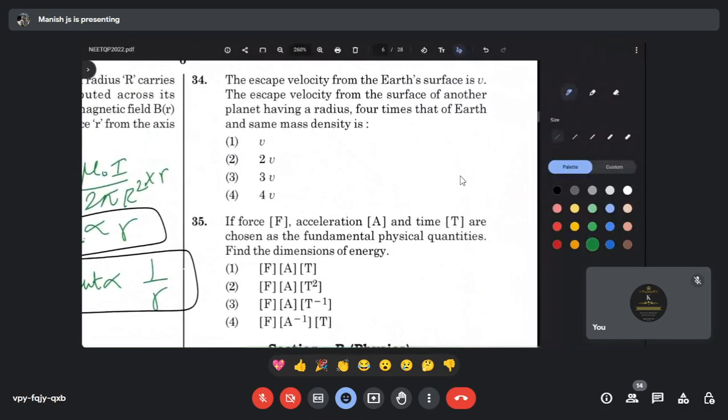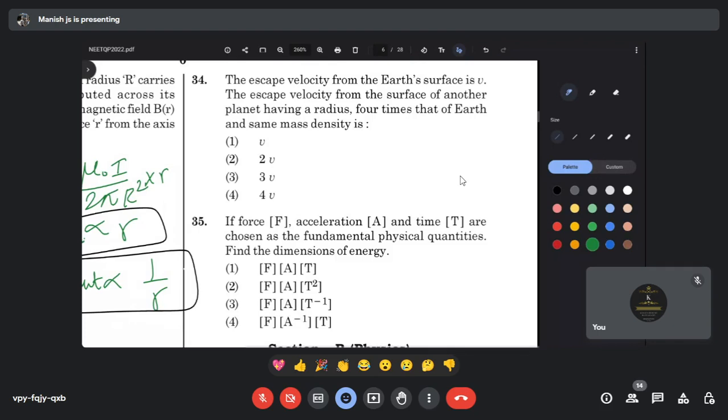Next, question number 34. The escape velocity from the Earth's surface is v. The escape velocity from the surface of another planet having radius 4 times that of the Earth and the same mass density is? So the escape velocity relationship you need to be using here, which comes from the gravitation chapter. So Option Fourth option, sir.